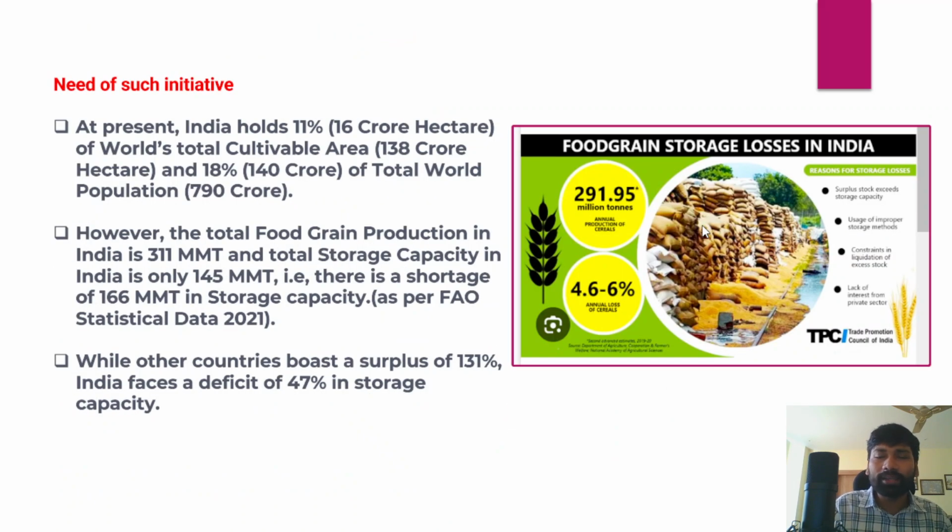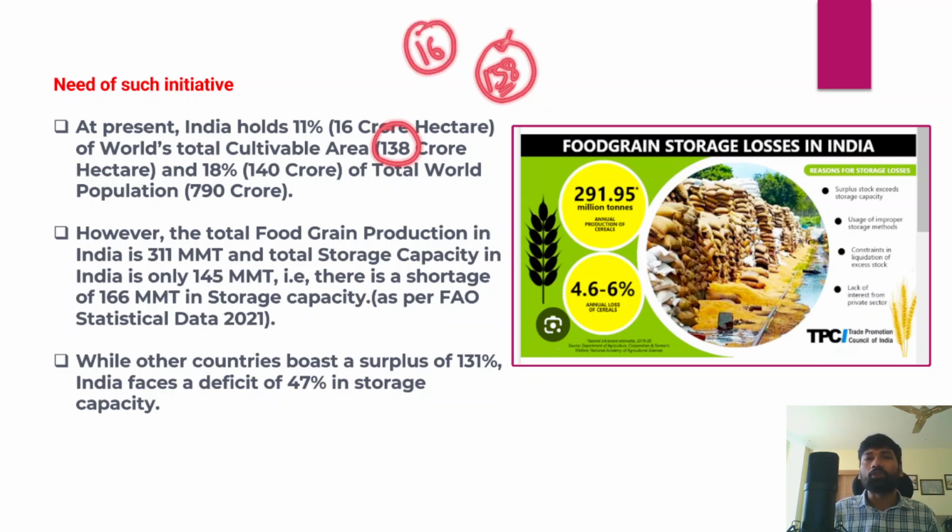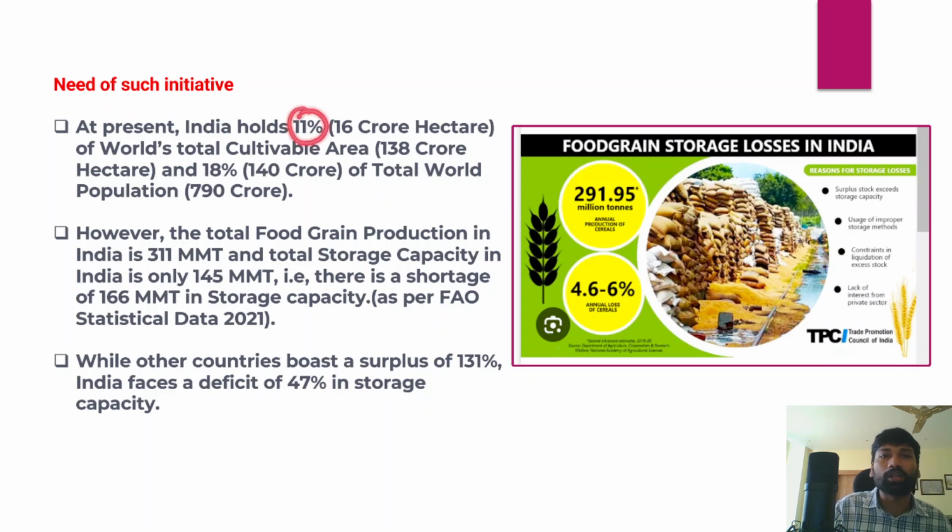Okay. Now, what is the need of such an initiative? Why do we need such an initiative? If you look at the overall scenario of Indian agriculture, India holds around 11% of the total cultivable area. Remember, this data is very important for your examination, right? That is 16 crore hectares out of the 138 crore hectares. Across the world, 138 crore hectares is the total cultivable area, and India holds around 16 crore of it, which is 11% of the total cultivable area.